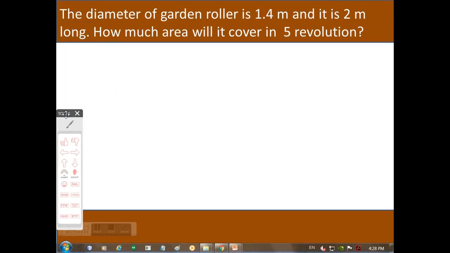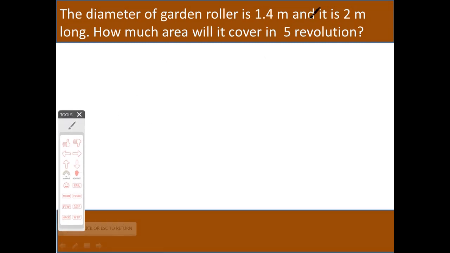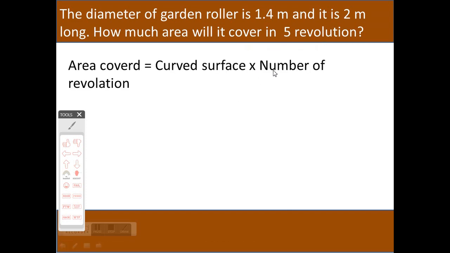Again take one more problem. The diameter of a garden roller is 1.4 meter and it is 2 meter long. How much area will it cover in 5 revolutions? Here what is given? Diameter. So you can take diameter equal to 2 r. What is r? r is the radius of the cylinder. So you can divide it by 2. When you divide 1.4 by 2, you get 0.7 meter.